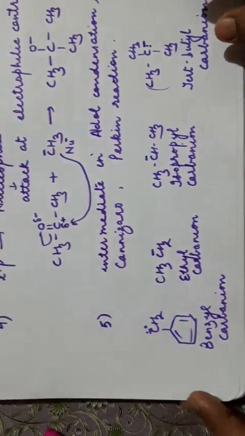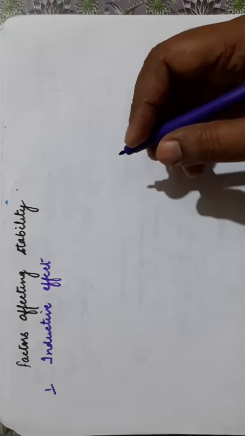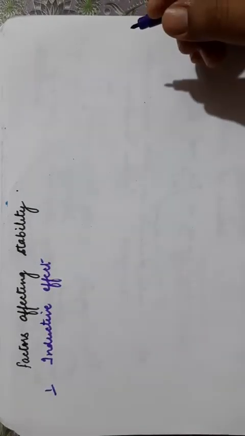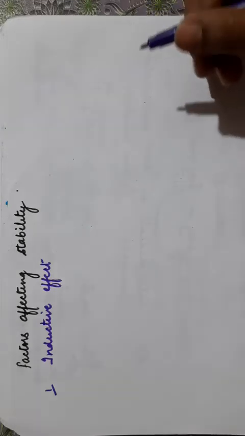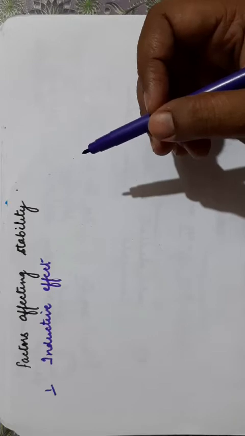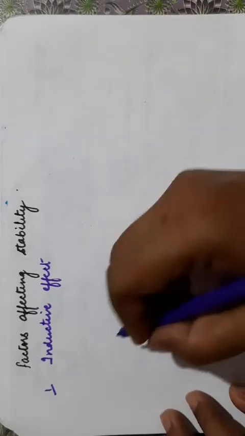Now coming to the factors which affect the stability of carbanion. The first factor is the inductive effect. In the factors, you have to see that any factor which can reduce the negative charge on the carbon will stabilize it. Any factor which increases the negative charge, which intensifies it, will destabilize it. So we have to look for the stabilizing factor here.